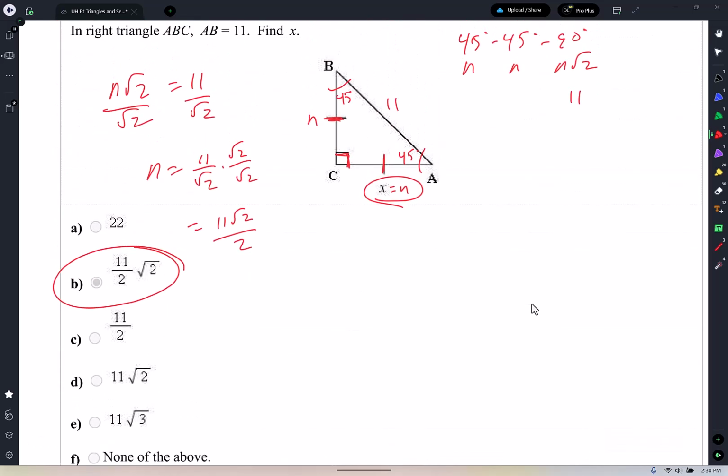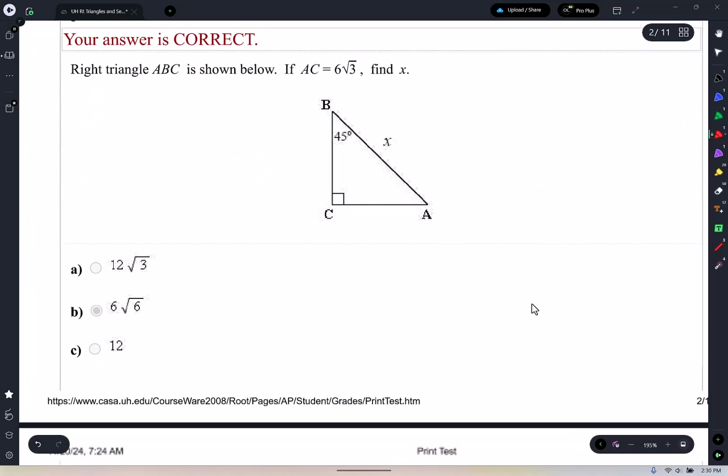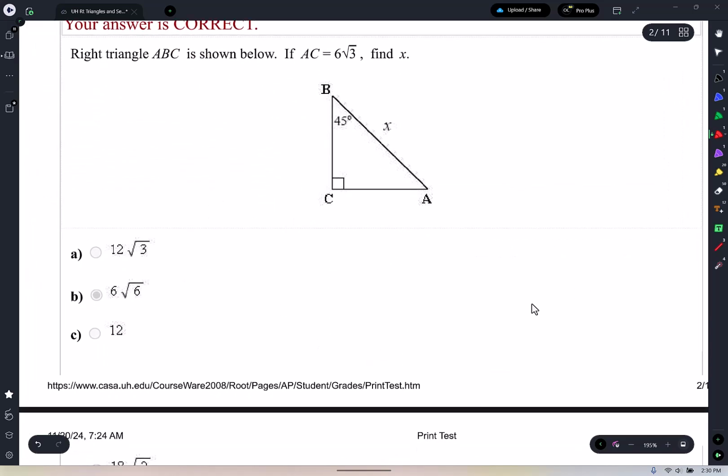Yeah, this is an isosceles right if you want to write that name down. This is the 45, 45, 90 because they give you one of the angles and they give you the 90. So that means this is also 45 degrees. So we're doing the same thing. AC is 6 square root of 3. So if anything, this is actually kind of a simpler one.